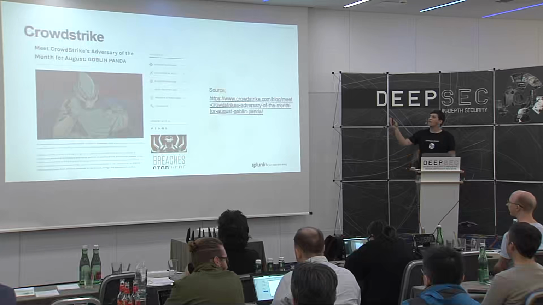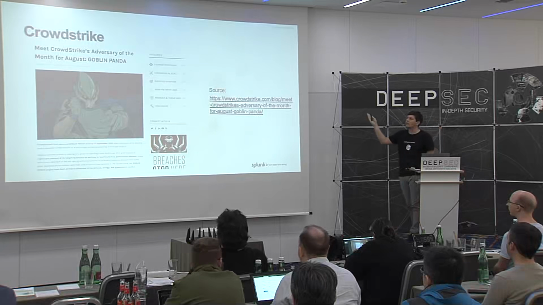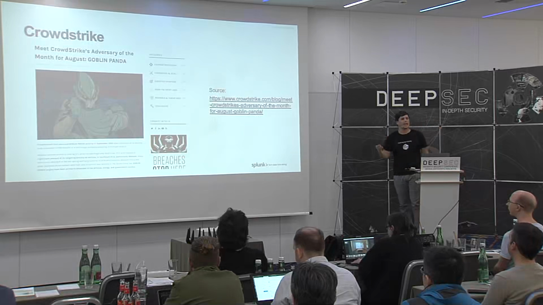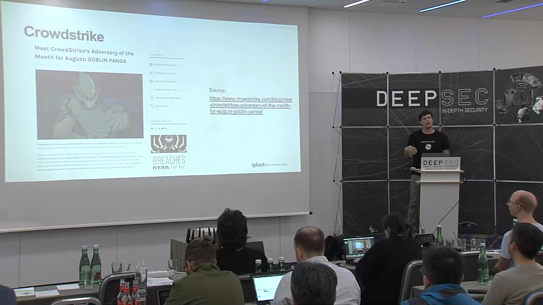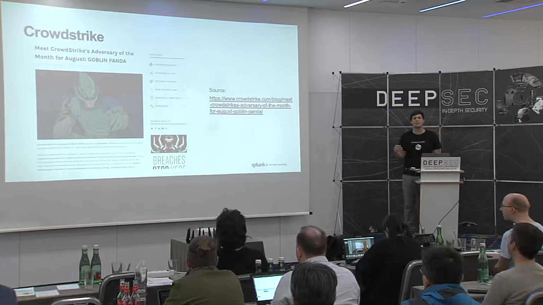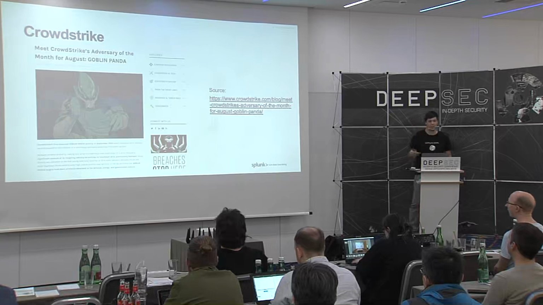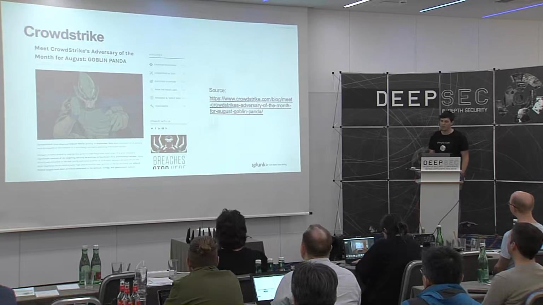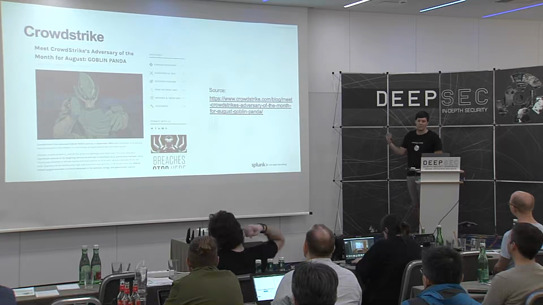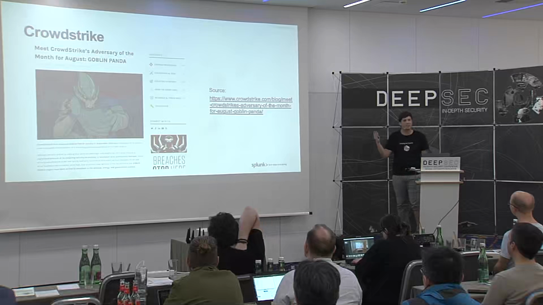Then we have also other CTI providers. We have CrowdStrike. CrowdStrike likes to use animal names for the different APT groups. When you read a bear, then it's a Russian group. When you see a panda, it's a Chinese group.